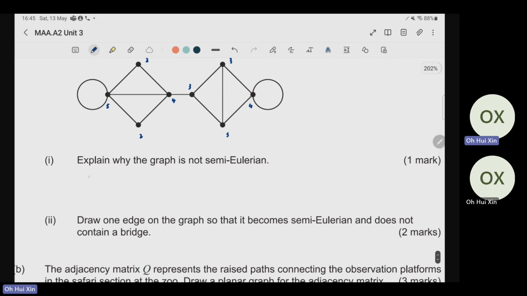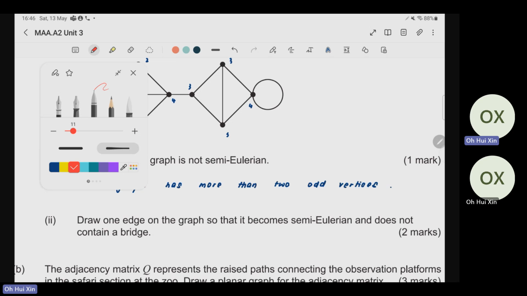So why is it not semi-Eulerian? Because the graph has more than 2 odd vertices. That explains why the graph is not semi-Eulerian. Getting this question correct, you get 1 mark.